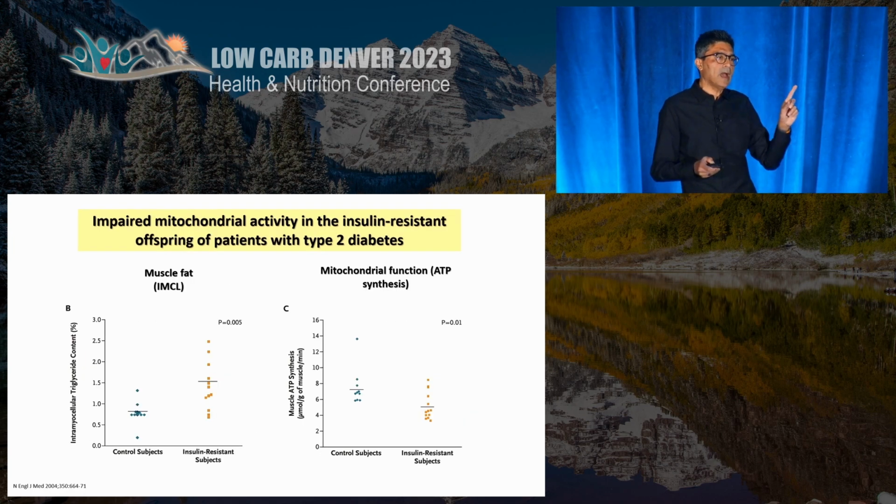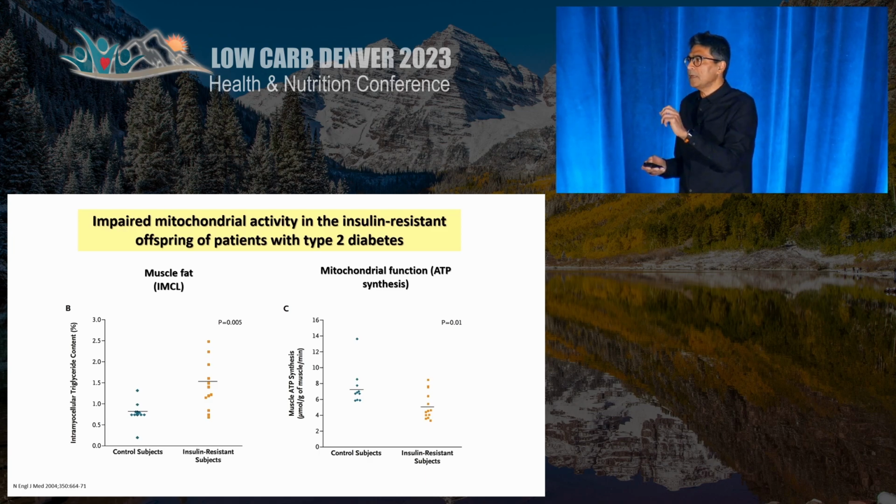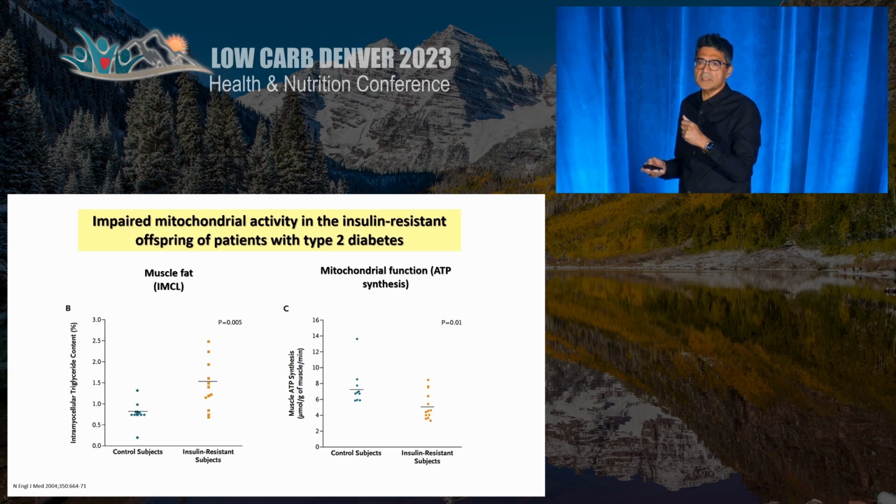This was accompanied by a high amount of muscle fat and by lower ability to generate ATP. In other words, they had poor mitochondrial function.